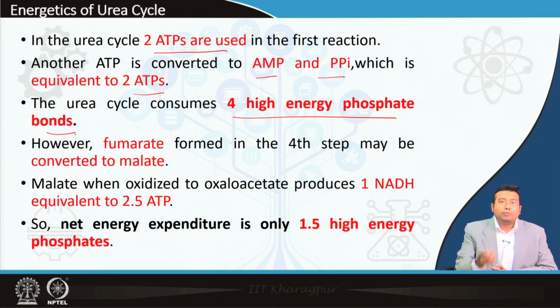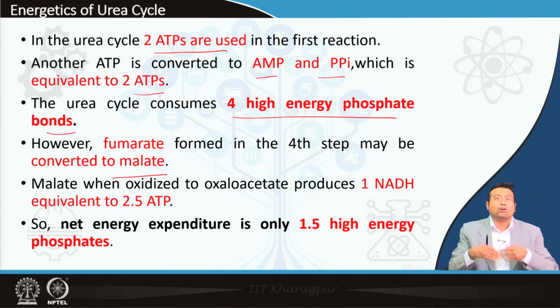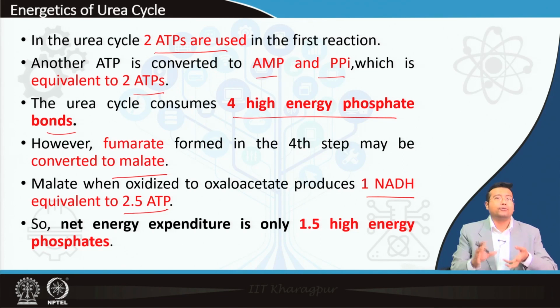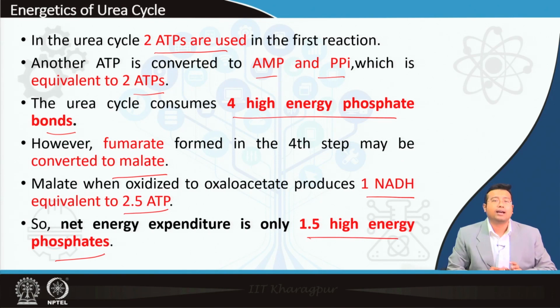However, fumarate that is produced in the fourth step may be converted to malate, and when it is oxidized to oxaloacetate via the malate aspartate shuttle, it produces 1 NADH, which is equivalent to 2.5 ATP, alright. So, if we combine the utilization and the expenditure, the net energy spent to conduct one urea cycle is basically 1.5 ATP or 1.5 high energy phosphate bonds.